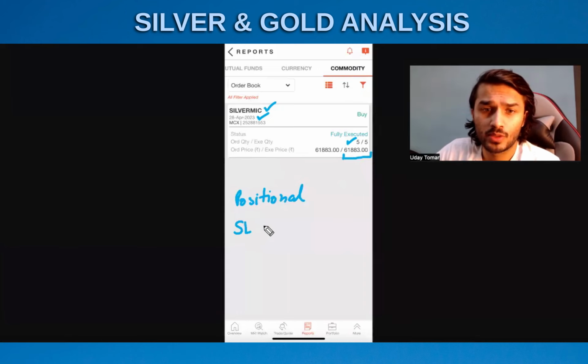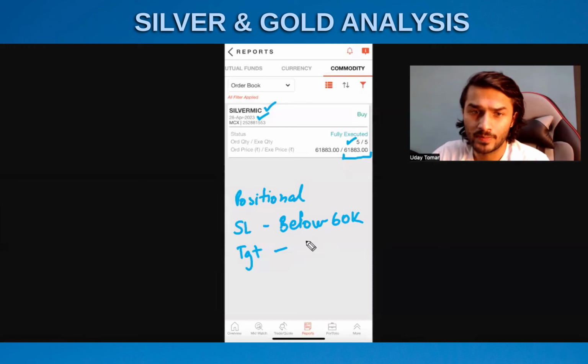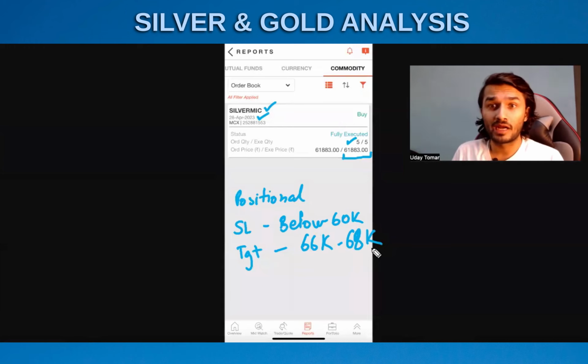And my stop loss will be below 60K on this. And my target, I will target 1:2, 1:3 trades. So my targets would be at least 66K to 68K of silver. And I will keep updating you regularly.